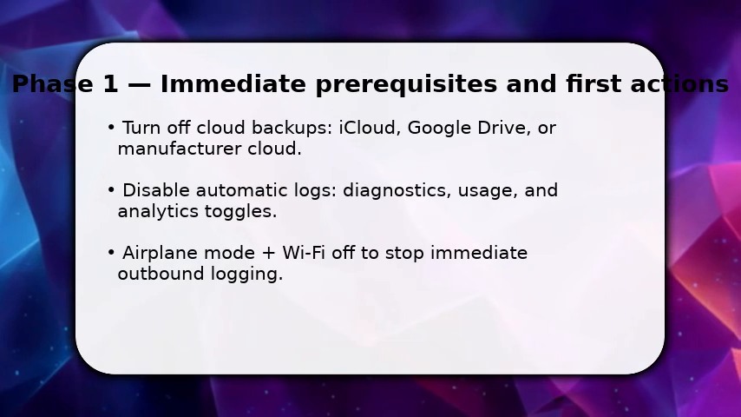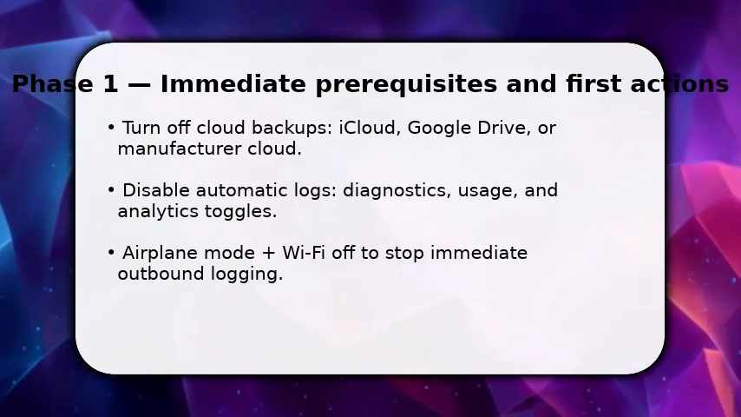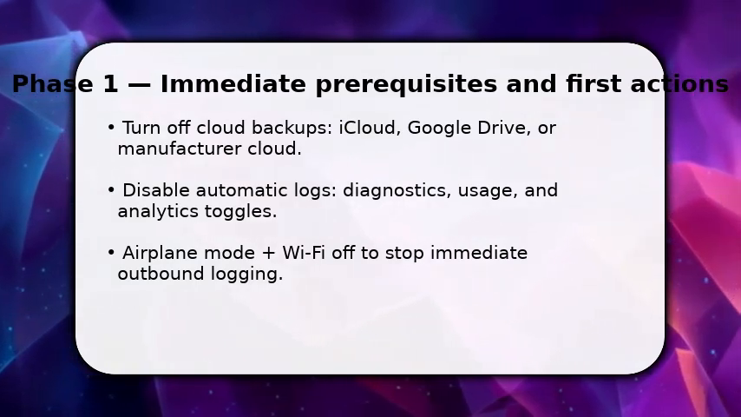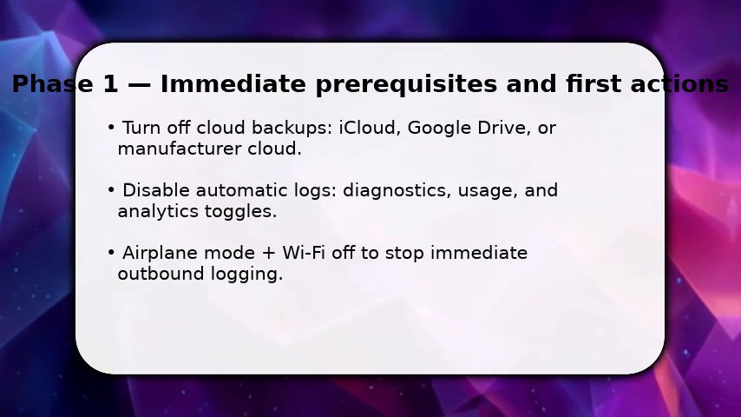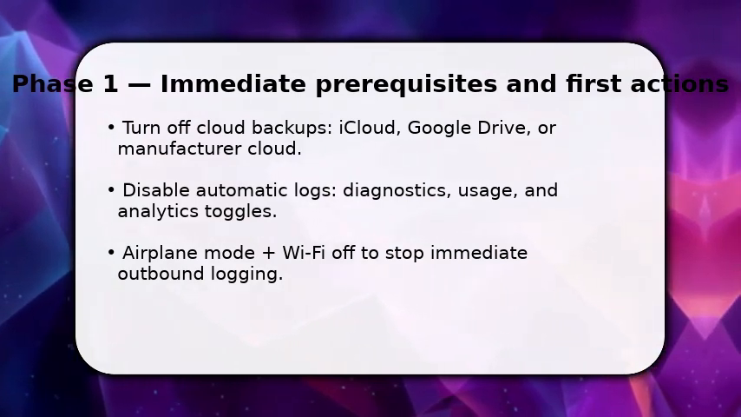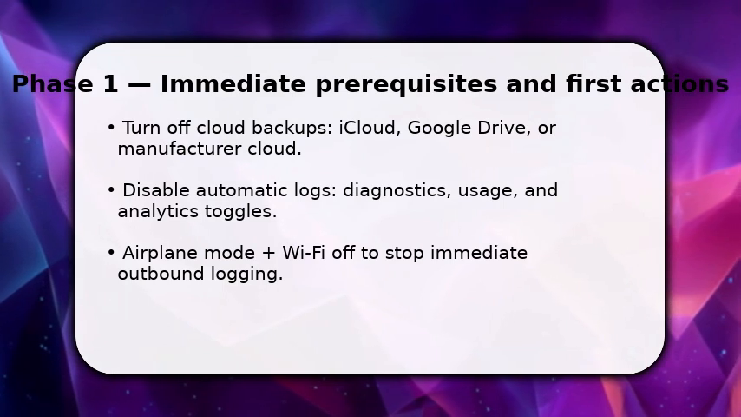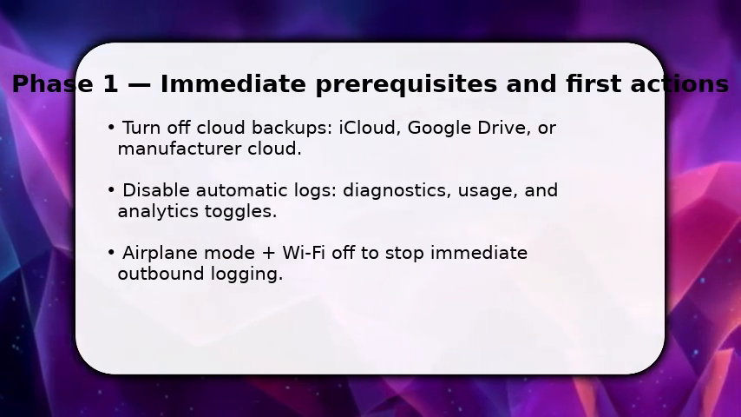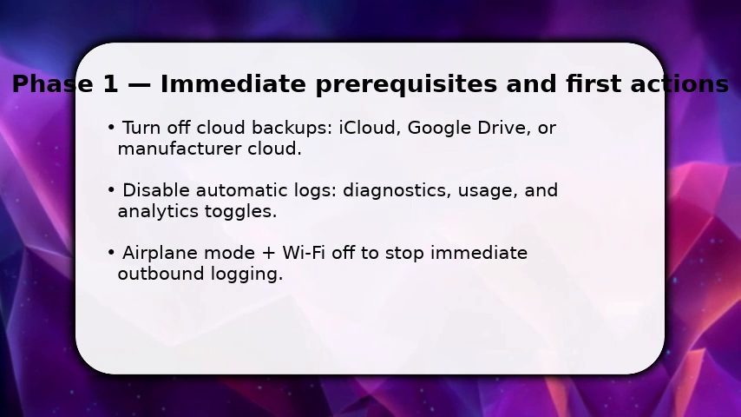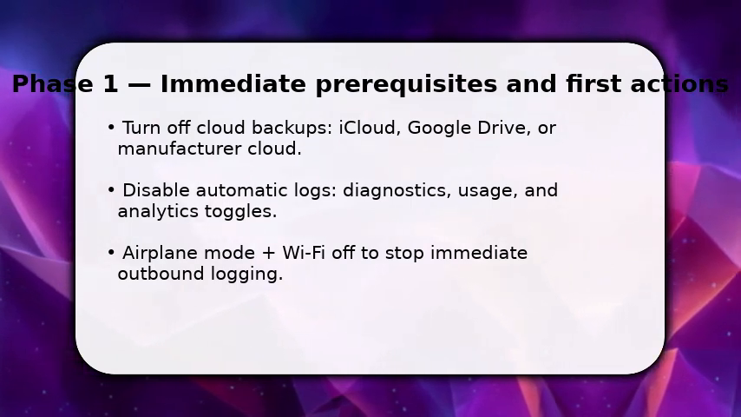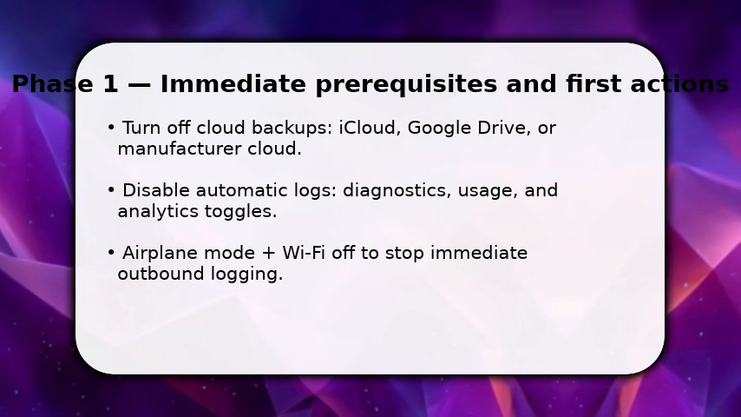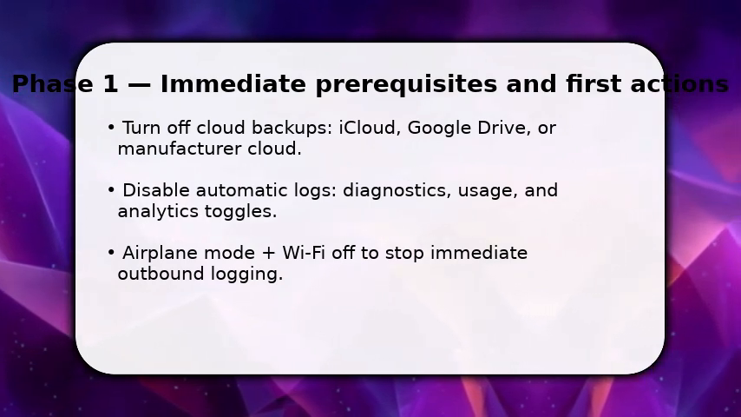You start by halting active data flows. First, open Settings and turn off cloud backups for iCloud or Google Drive. This prevents new log uploads. Then disable Diagnostics, Usage, and Analytics so apps stop recording device events. Once done, enable airplane mode or switch Wi-Fi off to stop immediate outbound logging while you make deeper changes.